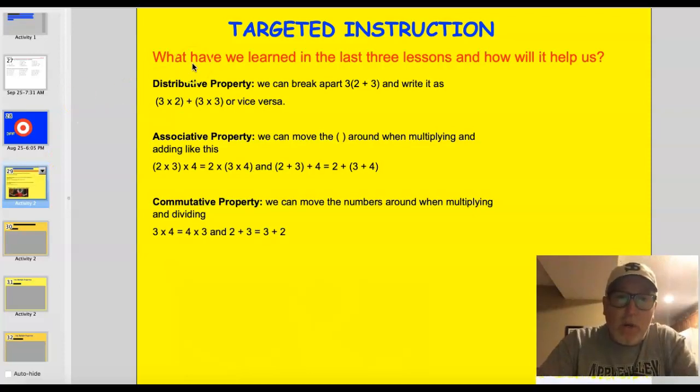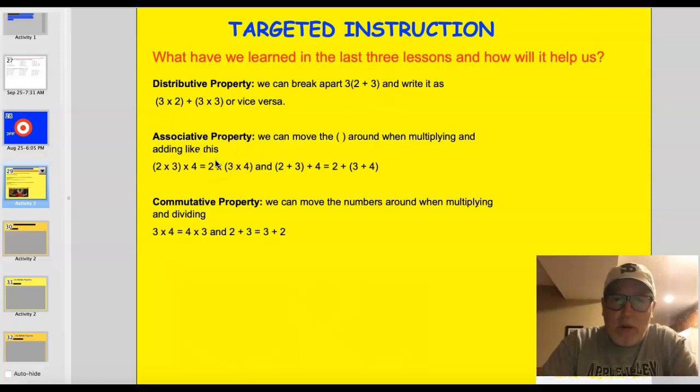First of all, we got the old distributive property. That means we can break apart 3 times (2 plus 3) and write it as 3 times 2 plus 3 times 3. Or we can go vice versa. We can take 3 times 2 plus 3 times 3, and we can take that 3 and put it out front and multiply it by the sum of 2 plus 3.